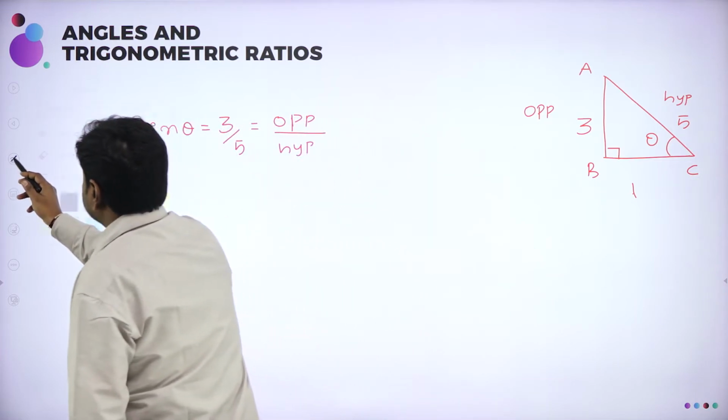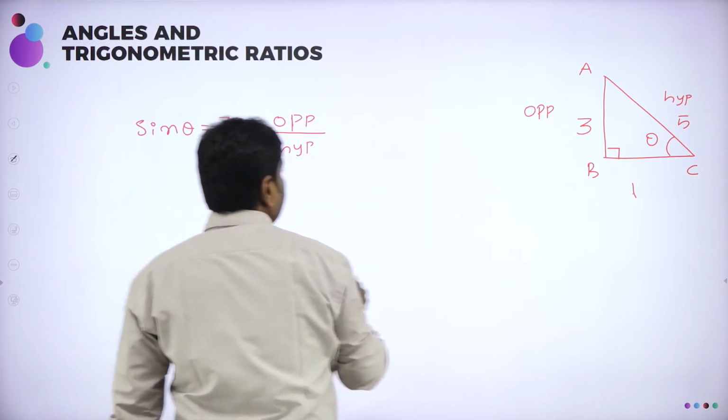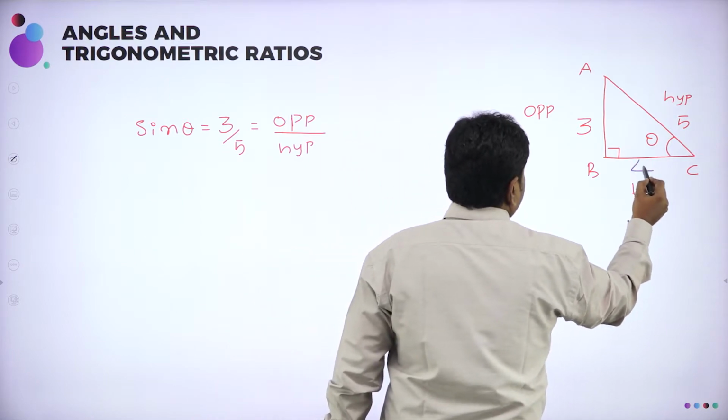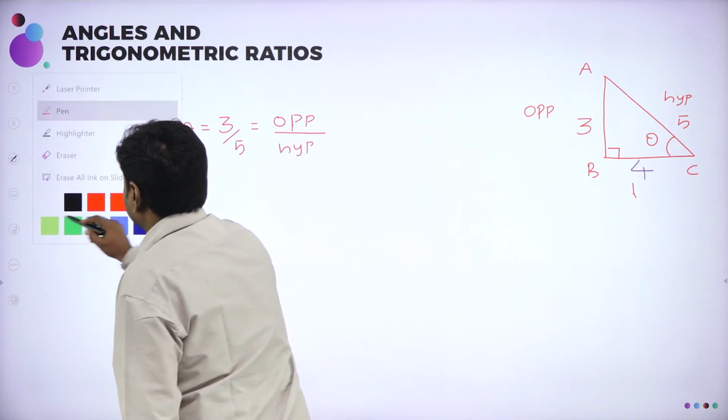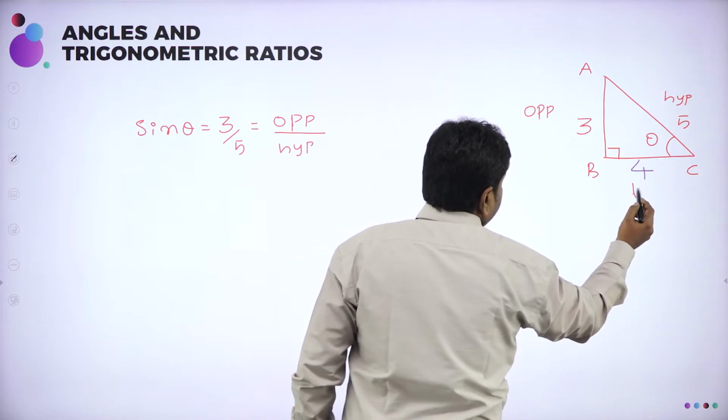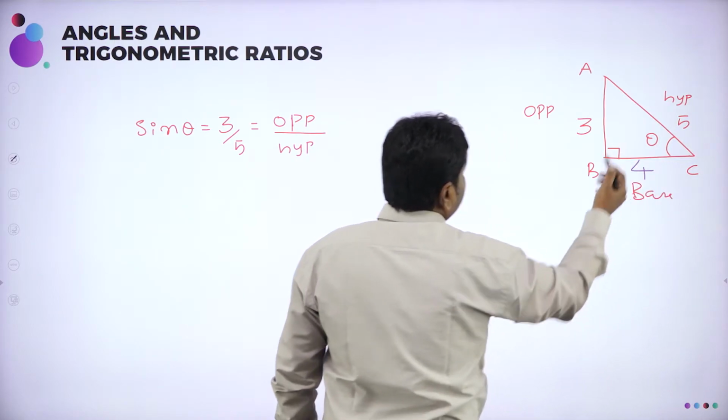3, 4, 5 we call them Pythagorean triplets. So this will become 4, and we call that the base. So directly we can write it, or otherwise use Pythagoras theorem.